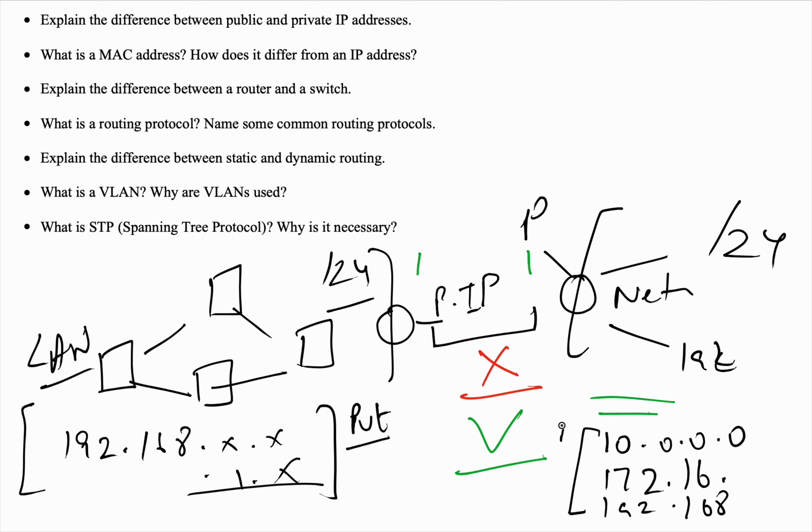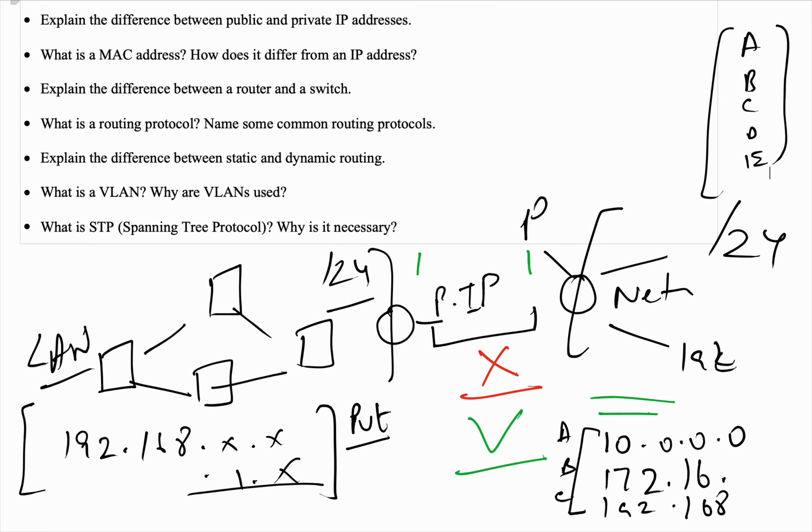For private addresses, we have three classes, A, B, and C. For IP addresses in total, we have five classes, A, B, C, D, and E, and out of that, the private IP classes are A, B, and C. If you want to understand more about this, click on the I button, and I have a specific video which will help you regarding public and private IP classes.